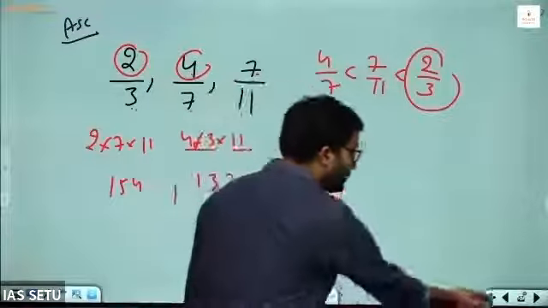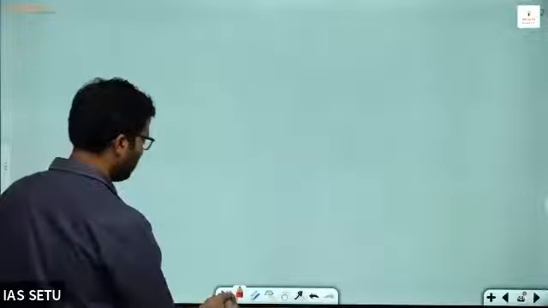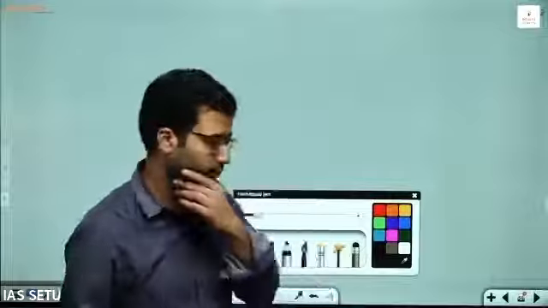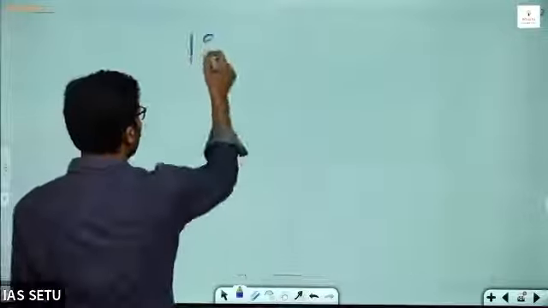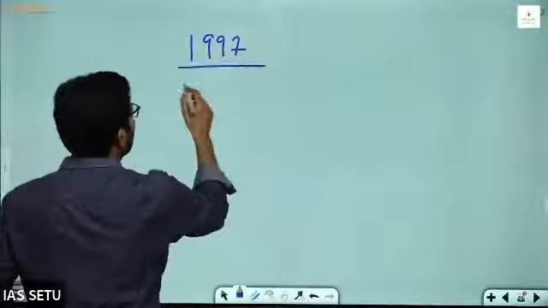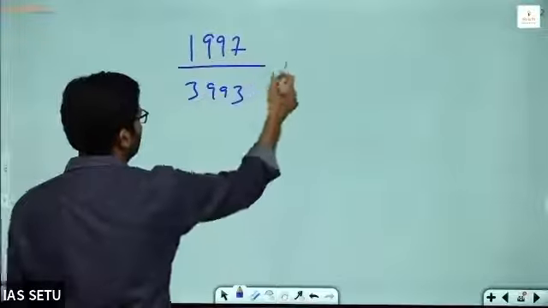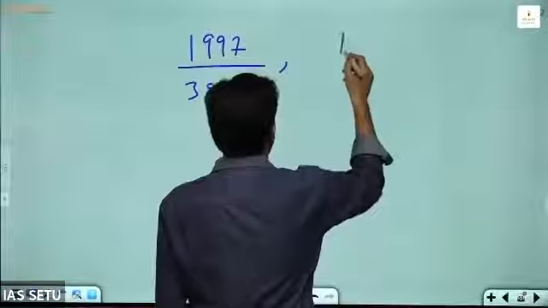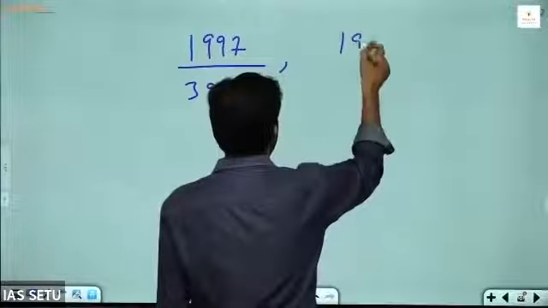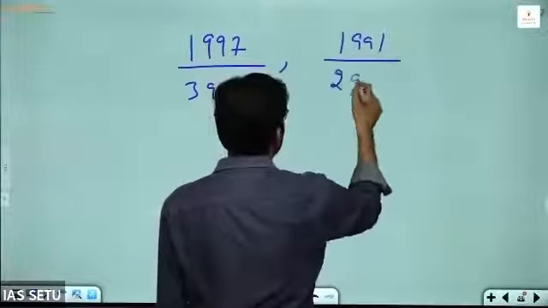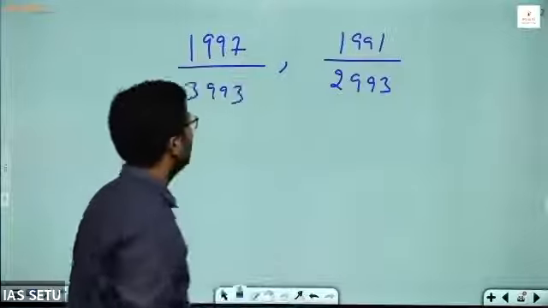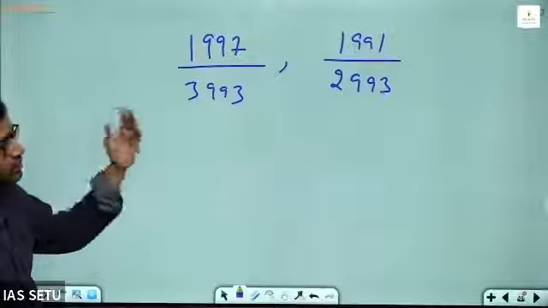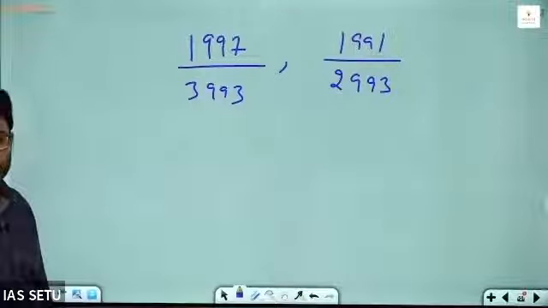Second limitation of this cross multiplication method: some students say we are very good in multiplication. I will ask you, my first fraction is 1997 upon 3993. Second fraction is 1991 divided by 2993. Now you cross multiply if you want. If you cross multiply, it will take around 3 to 4 minutes actually, or maybe more than that.